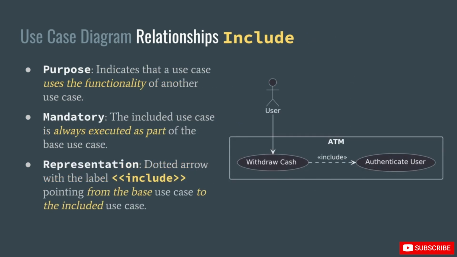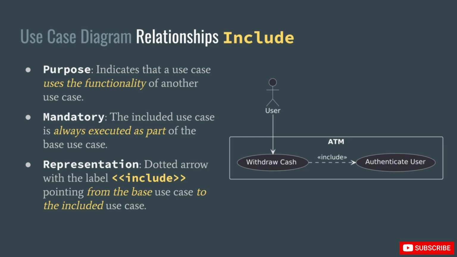The include relationship indicates that a use case utilizes the functionality of another use case. It is mandatory, meaning the included use case is always executed as part of the base use case. This relationship is represented by a dotted arrow labeled include, pointing from the base use case to the included use case.